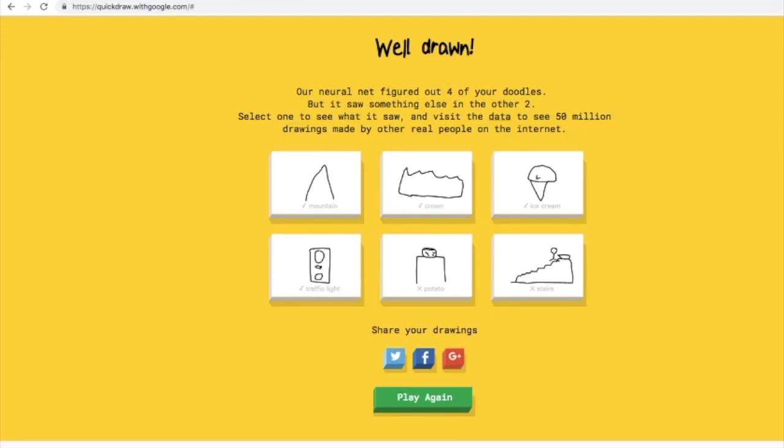Bro, I almost got... I got 3 right and 3 wrong. How did you not... Okay, I got 4 right. I thought that one was wrong. But how did you not know these two? That's a potato. And this is stairs. How do you not know that's stairs?